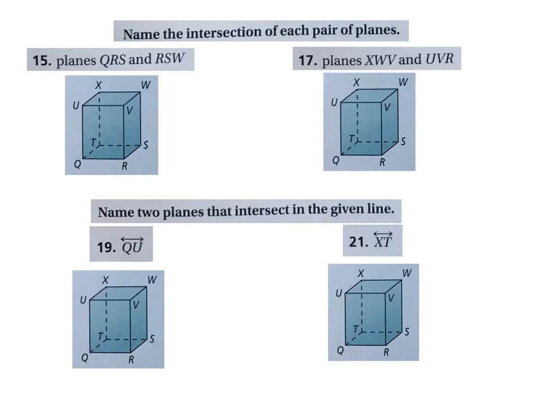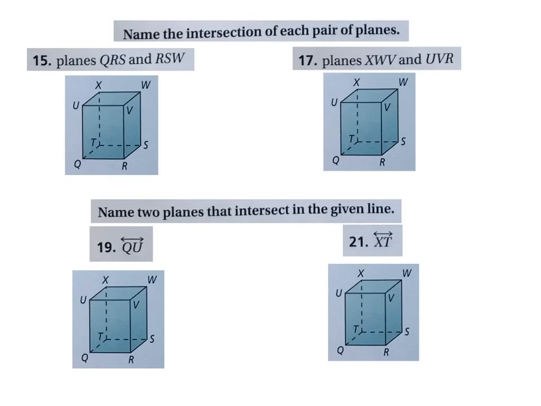Okay, for 15 and 17, it's asking you to name the intersection of each pair of planes. And planes, if they intersect at all, and they will intersect if they are not parallel, which means they would never intersect. And if they're not the same plane, just with two different names, which means they intersect at all points, then planes that come together in the kind of typical way are going to intersect at a line. So we got to figure out where's that line and what do we name it.